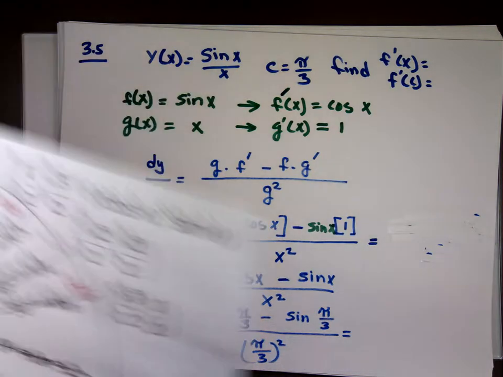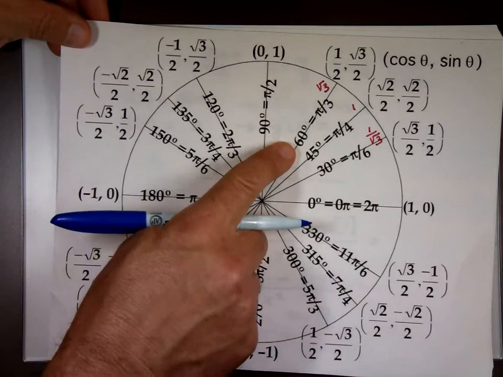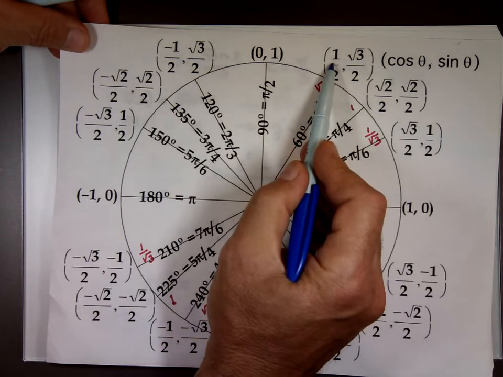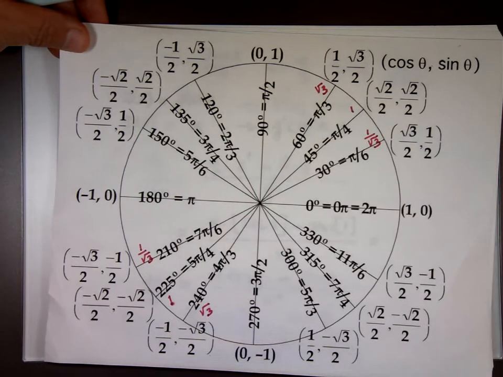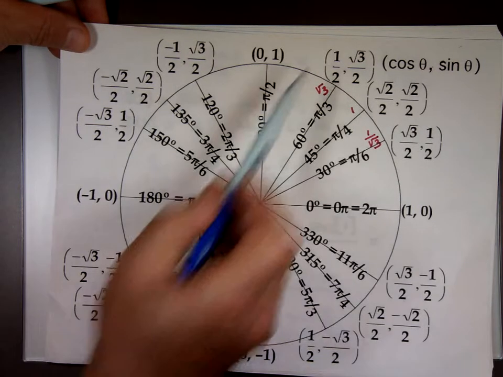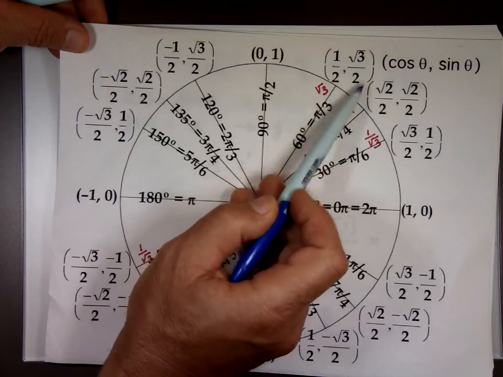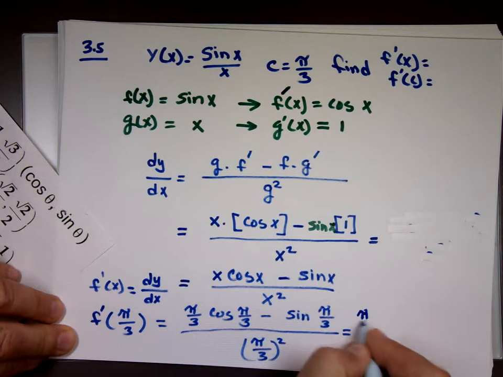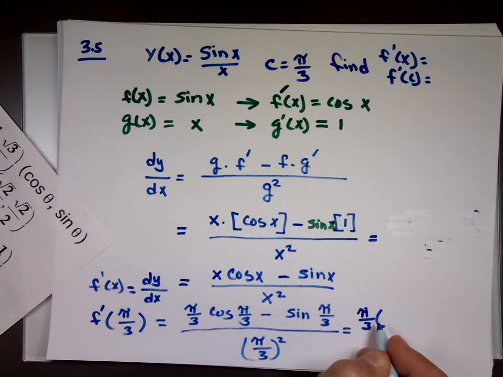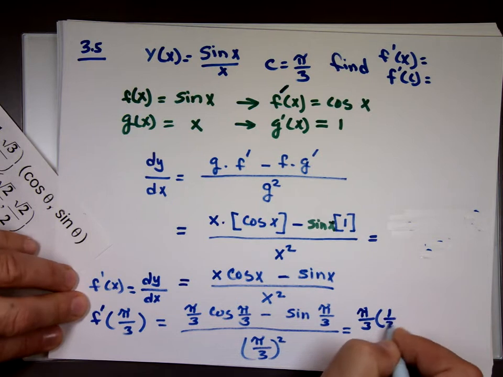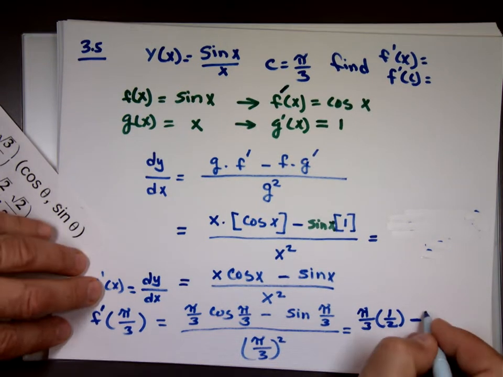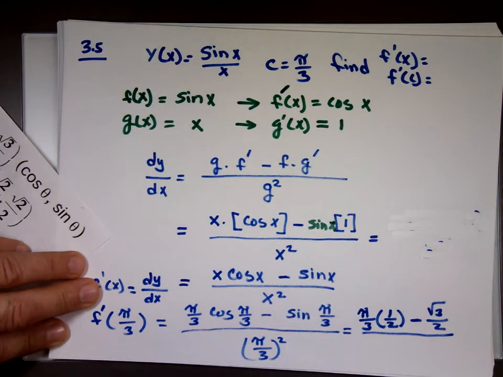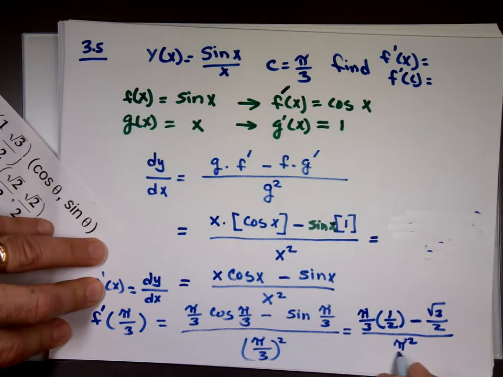So if you've got a unit circle, you're going to find where pi over 3 is, right here. And there's the cosine of pi over 3, and there's the sine of pi over 3. So the cosine is 1/2. The sine is the square root of 3 over 2. Plug them in, and we should have our answer. Pi over 3 times the cosine of pi over 3, which we said what? 1/2. Minus the sine of pi over 3. The whole thing divided by, square this, that's what? Pi squared over 9.